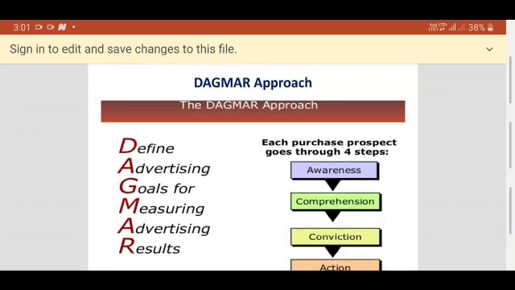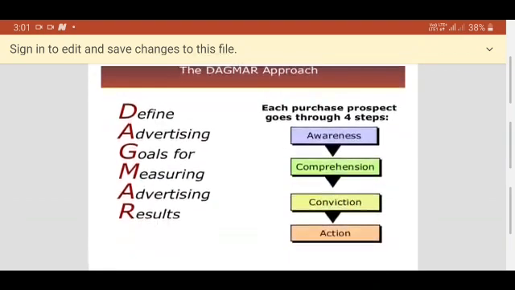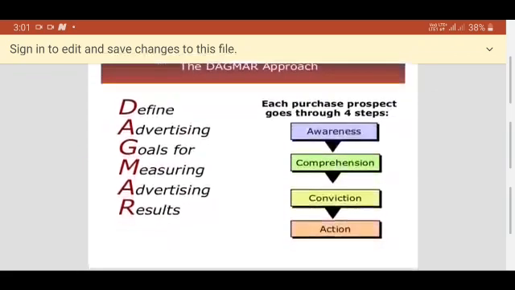Let me explain the diagram. D for define, A for advertising, G for goals, M for measuring, A for advertising results. Each purchase prospect goes through four steps. First one, for any purchase or any product, as a customer, they should have an awareness about the product, and you should know what the price of the product is, where the product will be available, and what the uses of the product are. Next one is comprehension.